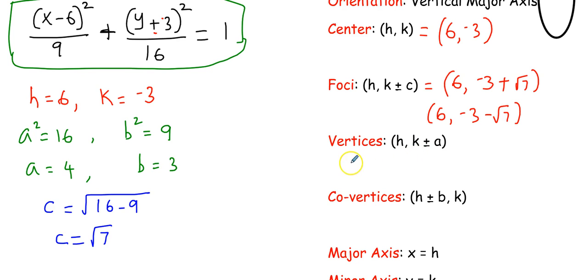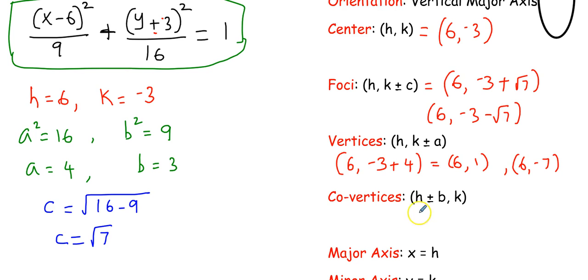And the vertices are what? h is 6, k is negative 3 plus a, that's 4. It will give us (6, 1). Similarly, if you take away 4, the other point will be (6, negative 7). Negative 3 minus 4 gives you negative 7. Those are the two vertices.